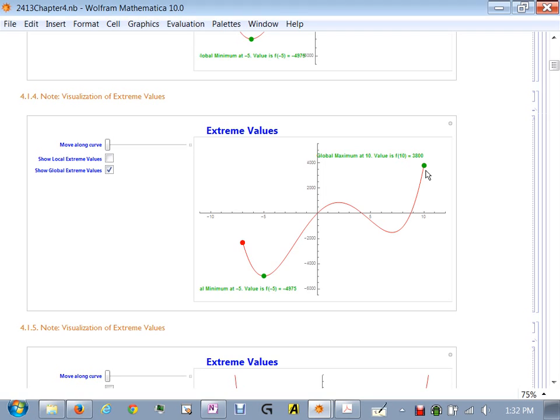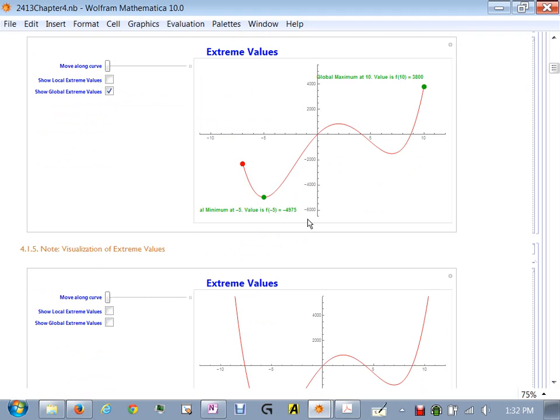You can have more than one, yes. Now, it could turn out that your global max and your global min are the same value, and that would be if you had a flat line. The highest point on the graph is the lowest point on the graph, the only y value. That could happen, but other than that, if it's a nice continuous function, you should have one global max and one global min, as long as it's a well-behaved function, continuous and differentiable.